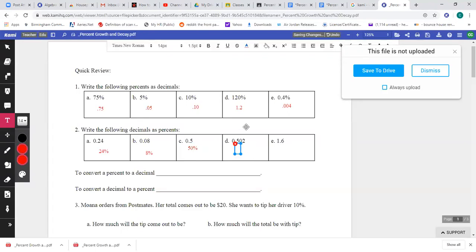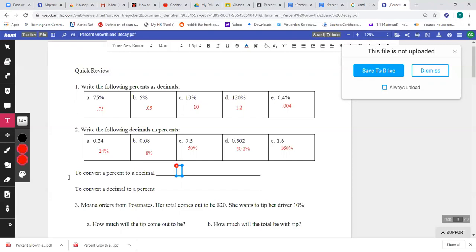This is 50.2%. And remember 1.6 written as a percent, I move it 2 times to the right. It is 160%. So that was just a quick little review of how to convert decimals to percents.